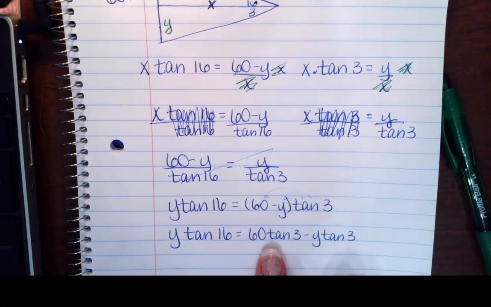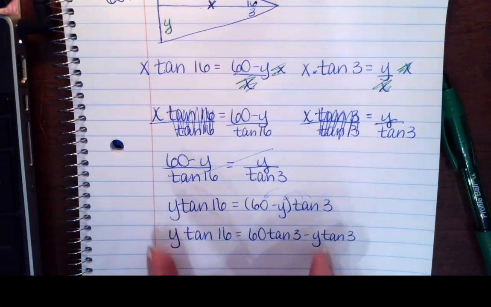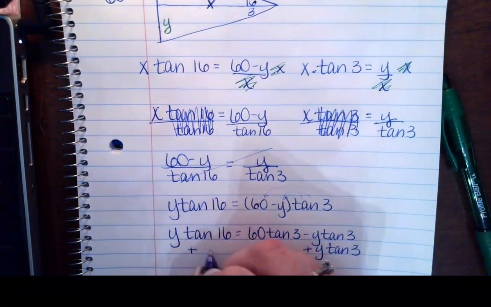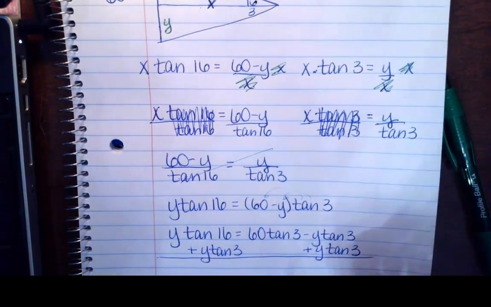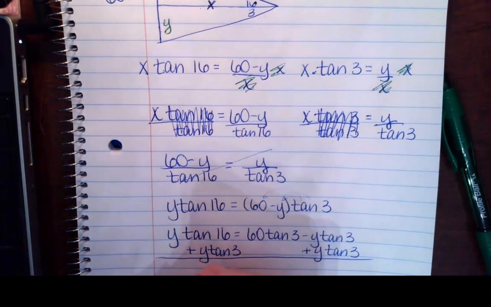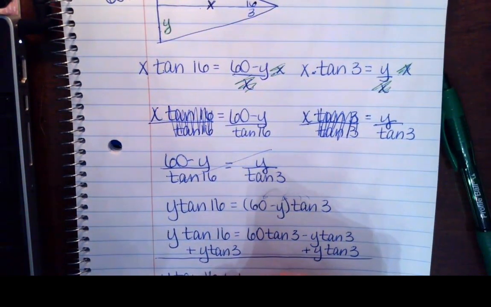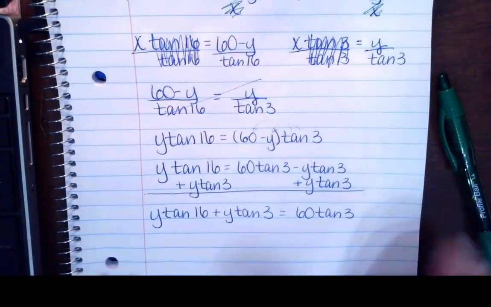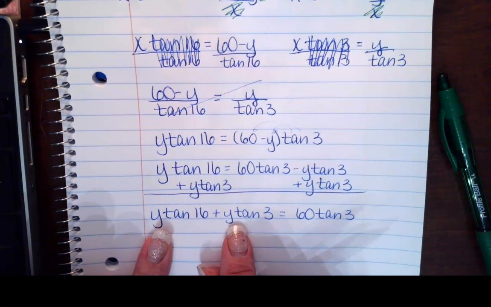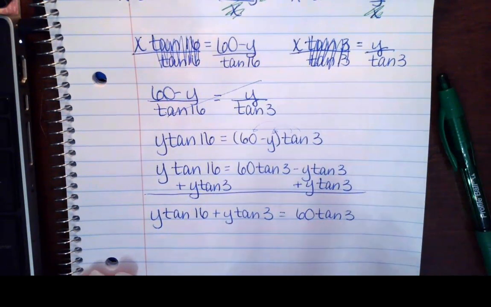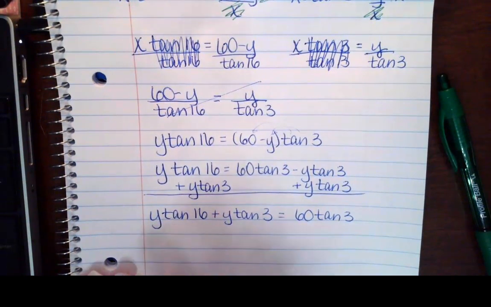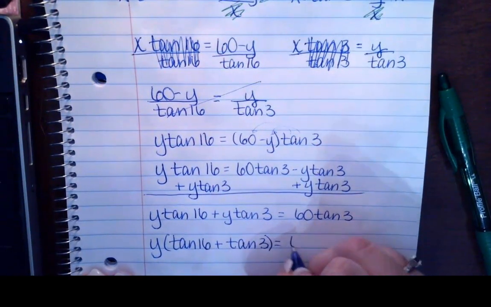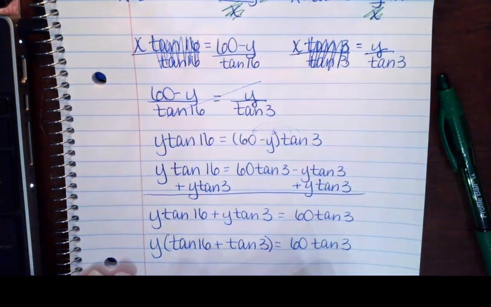Because tangent 3 is a number, tangent 16 is a number. So I'm trying to get y's by themselves. So I'm going to add this term over to the other side. So add y tangent 3 to both sides. That does not make the tangent of 19. Okay, what that makes is y tangent 16 plus y tangent 3 is going to equal 60 tangent 3. So if these are not like terms, then factor out what's common. So that's a little trick to take with you into future math classes. If you can't add these together, factor out what's common. So they both have a y, and that's going to leave me with y times tangent 16 plus tangent 3 equals 60 times the tangent of 3.